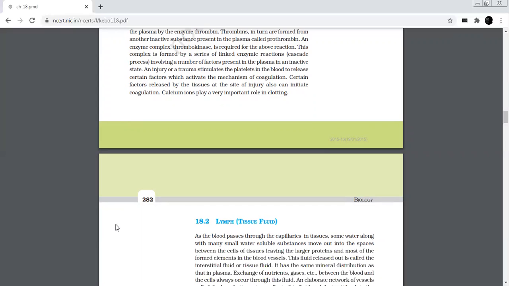This reaction requires thromboplastin, an enzyme complex which is formed by a series of linked enzymatic reactions, which involves a number of various factors present in plasma in their inactive state. Both the changes mentioned above require calcium ions for their reaction. This finally leads to the formation of a clot or coagulation. If we see functions of blood, blood helps in transportation of respiratory gases. It helps in healing of wounds, maintenance of blood pH, fight against infection, coagulation of blood, and so on.